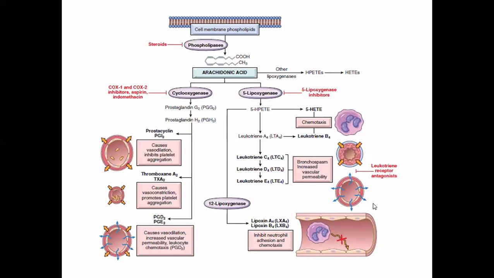So the importance of the eicosanoids in inflammation has driven the attempt to develop drugs to inhibit the production or the action of eicosanoids and suppress inflammation, like the cyclooxygenase inhibitors, the COX-1 and COX-2 inhibitors. They inhibit the production of the prostaglandins.